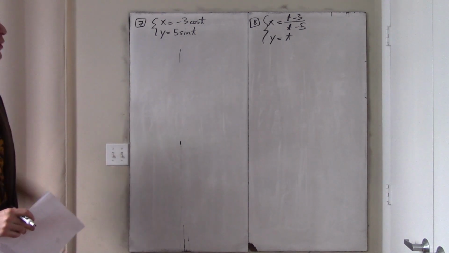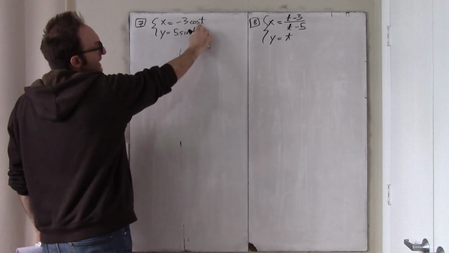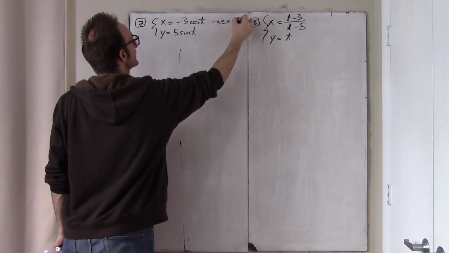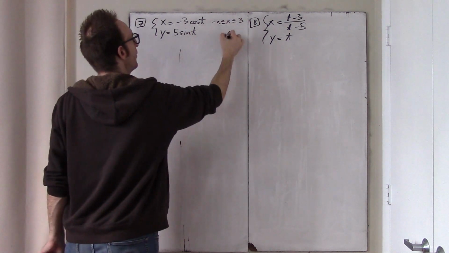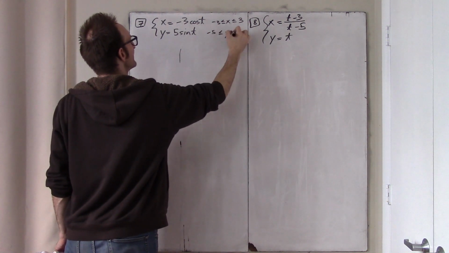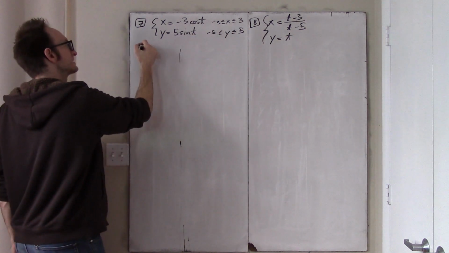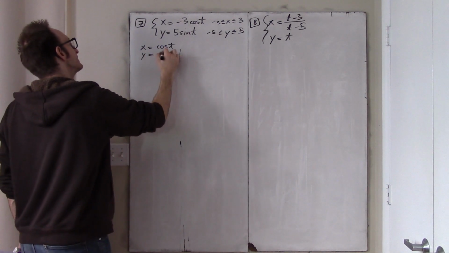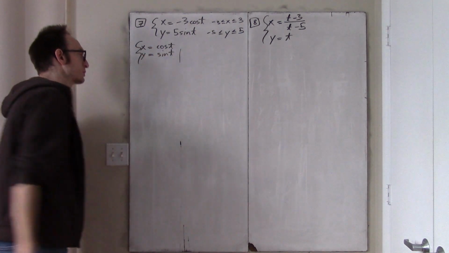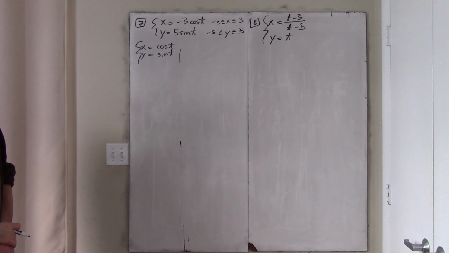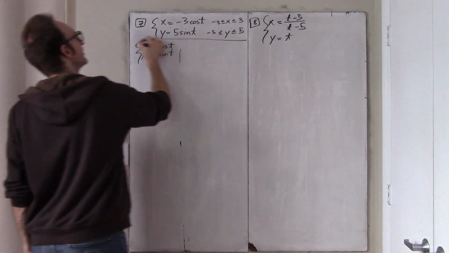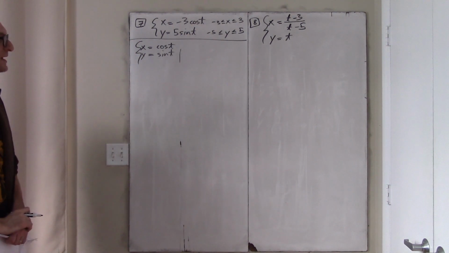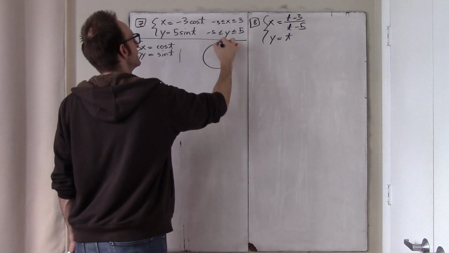This one I've seen before, right? Well, cosine is always between negative 1 and 1, so negative 3 cosine will be between negative 3 and 3, in fact, and y will be between negative 5 and 5. And we did this in class already, so maybe this is already very familiar to you, that x equals cosine, y equals sine parameterizes the unit circle.